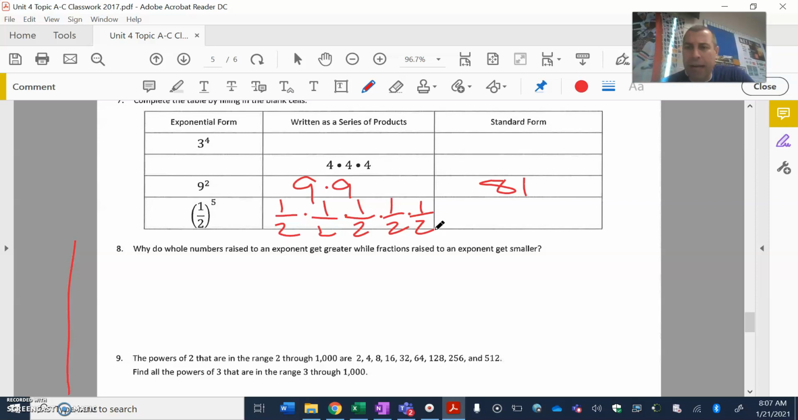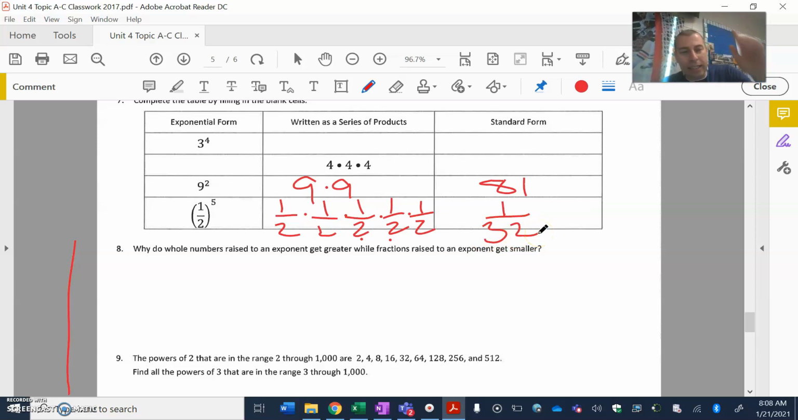So to multiply fractions, let's not get scared here, people. We just multiply straight across. 1 times 1 times 1 times 1 times 1, yeah, just 1. And then down below here, it's 2 times 2 times 2 times 2 times 2. Okay, so let's see here. 2 times 2, 4. 4 times 2, 8. 8 times 2, 16. 16 times 2, 32. Yeah, so it's 1/32.